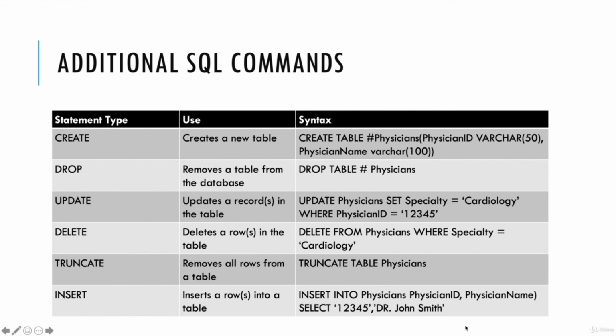Delete also can work on a portion of the data, and we might want to delete all the physicians where their specialty is cardiology. So delete from physicians where specialty equals cardiology would delete those records. The table itself will still exist. It's not like drop. It'll just remove those records from the table. If we want to delete everything from the table, but not delete the table itself, we could use truncate table and the table name. And basically that says, keep the table structure, but delete all of the data inside of it.